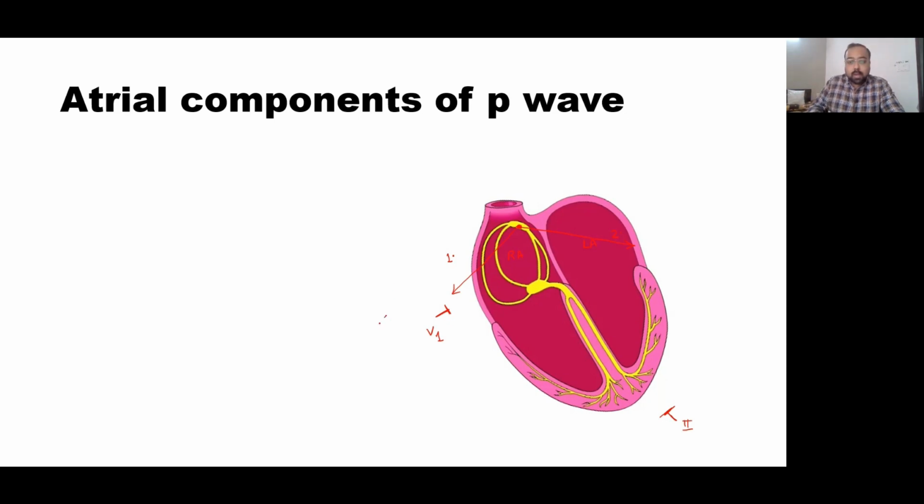So in lead V1, the right atrial depolarization will be a positive one, followed by a small negative deflection, which is due to the left atrium, as the left atrial depolarization is predominantly away from lead V1. In lead 2, both these components are actually in the direction of the lead. So you'll have a positive deflection for right atrial depolarization, followed by a positive deflection because of the left atrial depolarization.